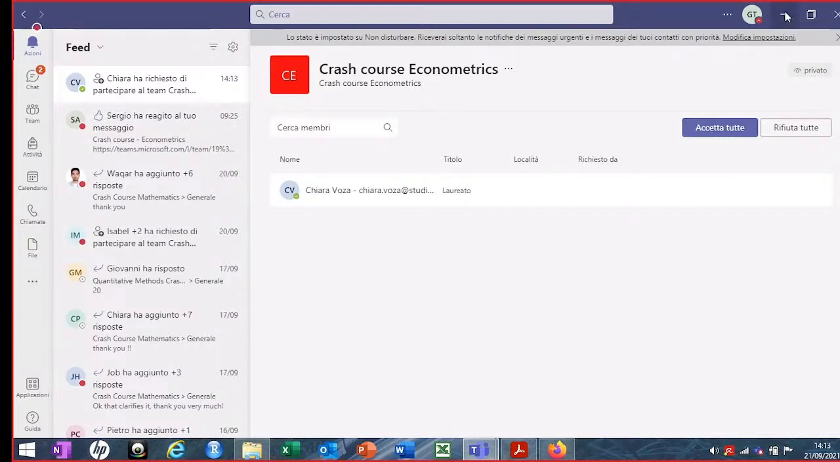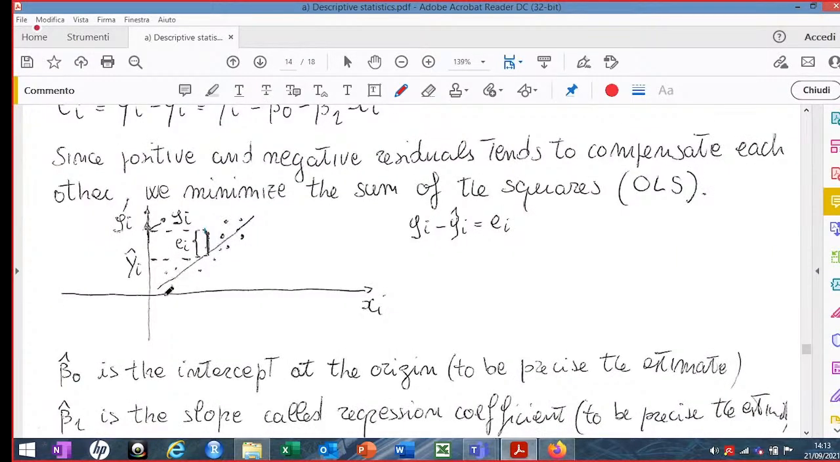Okay, guys. So look at this straight line. Sorry, first of all, look at these points. These points represent our scatter plot. So each point represents an individual in our sample. We want to find the line that best fits our data. Suppose that the line is this one, and we want to estimate a straight line.